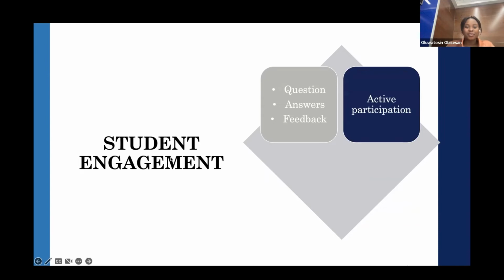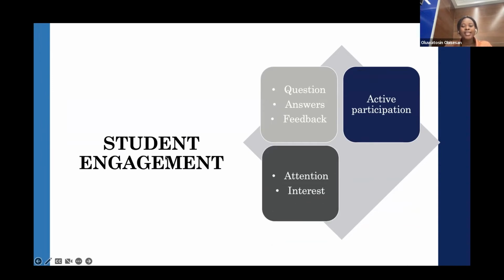Having them actively participate is important, because the laboratory course is an active environment. It's going to be difficult to have a successful lab if you use a passive approach or you don't have students that are actively engaged. So driving active participation is another form of student engagement.